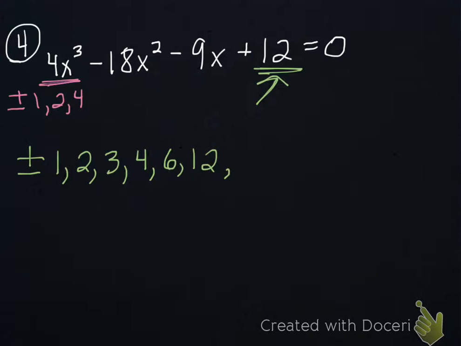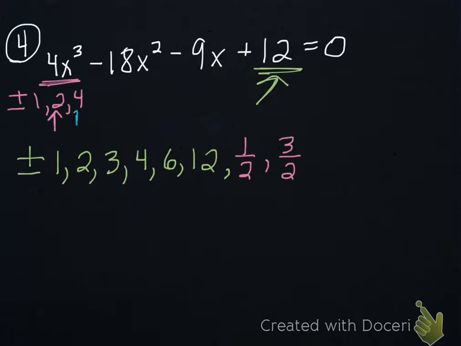Now, let's look at the 2. The 2 is the factor of the 4. Divide each of these numbers by 2. I get 1/2. 2 divided by 2 is 1, which is a duplicate. Then I have 3/2. 4 divided by 2 is duplicate. 6 divided by 2 is duplicate. And 12 divided by 2 is duplicate.